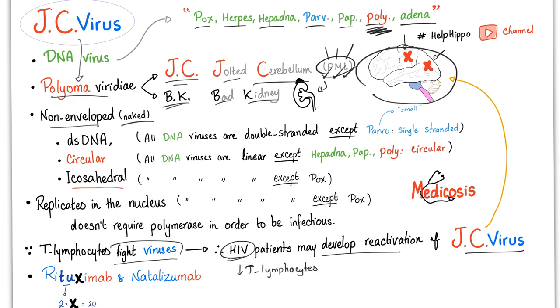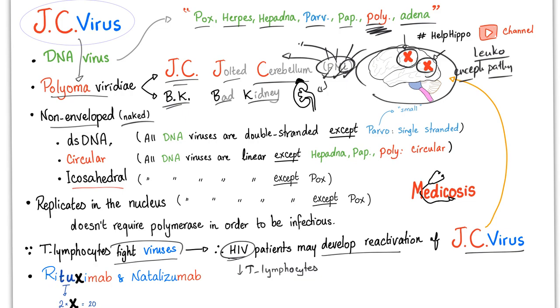The name has the answer. Progressive, because it worsens and it's rapidly fatal. Multifocal, because it's more than one focus and more than one lobe, maybe. Leukoencephalopathy. Pathy means pathology. Encephalo is the brain, so brain pathology. Leuko means what? It means white. I mean demyelination.